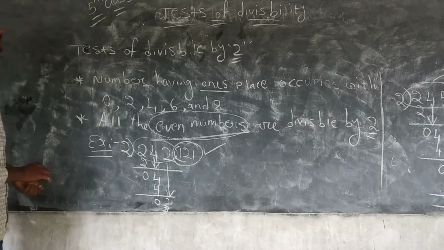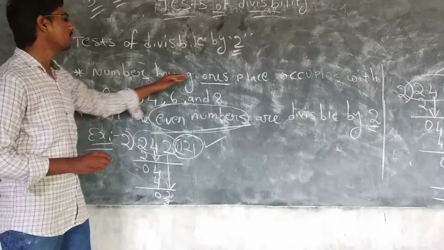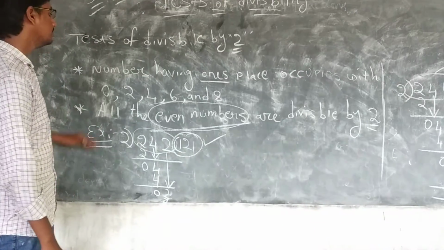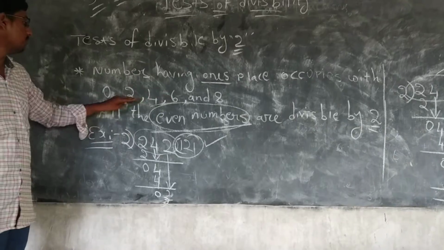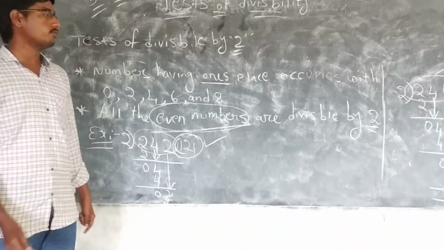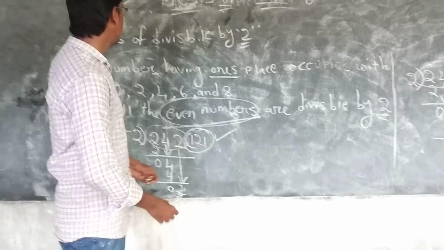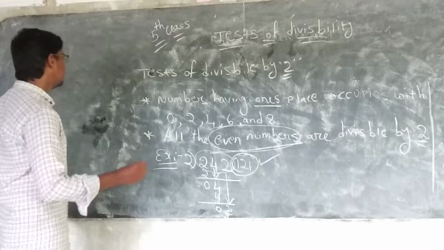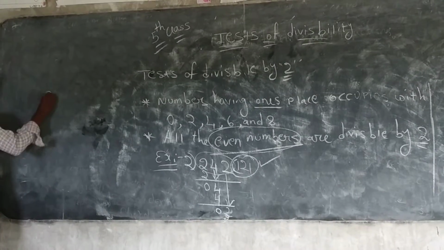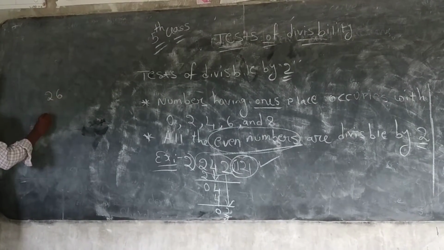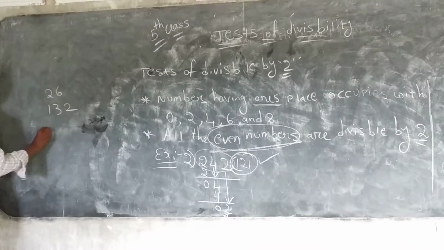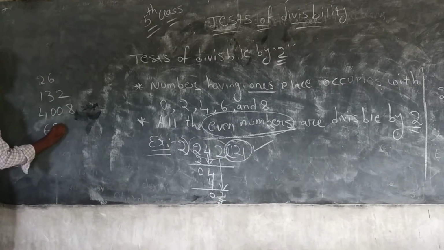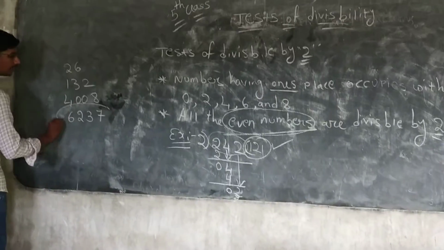The test of divisibility by 2: a number having its ones place occupied with 0, 2, 4, 6 or 8. These 5 digits at the ones place of any number make it an even number, completely divisible by 2. And the example numbers are 26, 132, 4008, 6237. Students, highlight this number.